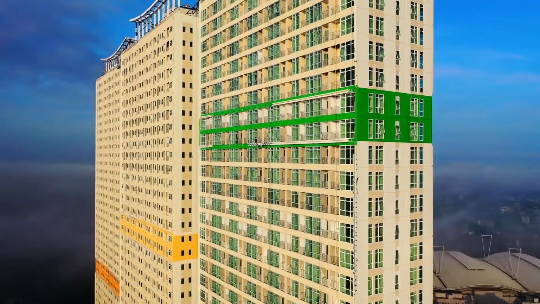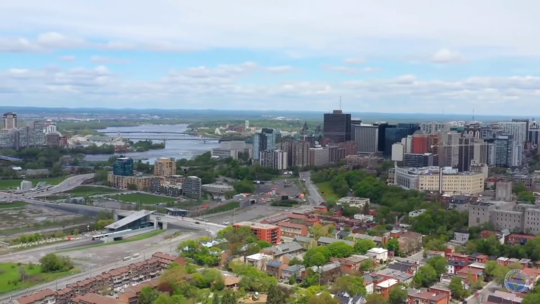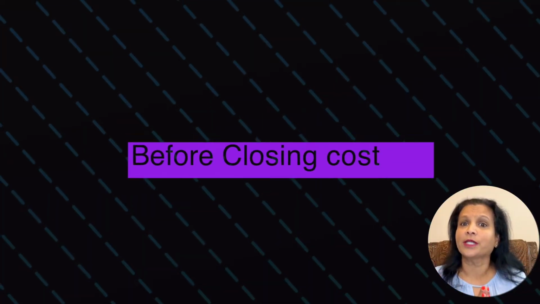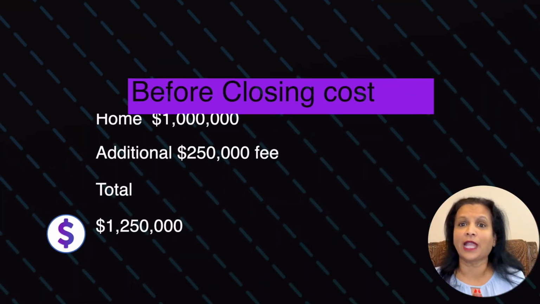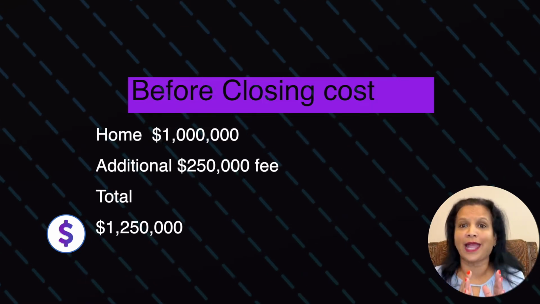NRST only applies when purchasing buildings with 1 to 6 units. Buildings with more than 6 units do not apply. If a foreign buyer purchases a $1 million home in Ontario, they will have to pay an additional $250,000 fee at closing. This brings the total cost of their purchase up to $1,250,000 before closing cost, and then the usual cost of closing like land transfer tax still applies.